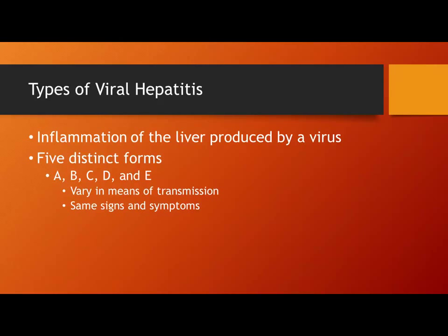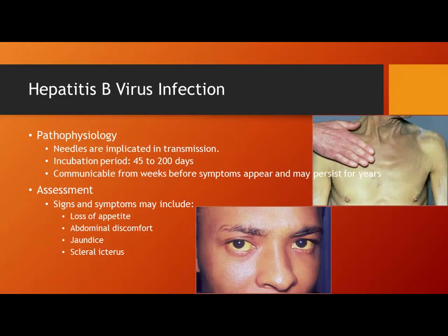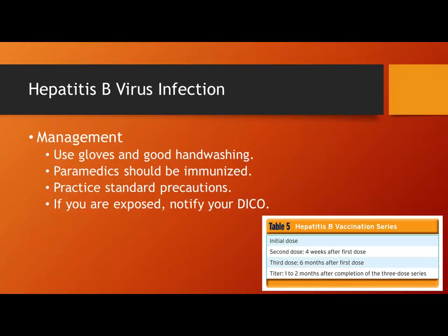Hepatitis, you've got hepatitis A, B, C, D, and E. It's five distinct forms, five different hepatitis viruses, but they all affect the liver. Well, they don't all affect the blood, but they all affect the liver. Which one is of potential concern for us? Hep B. So if we get a patient that we know has hepatitis B, we treat them like any other patient. We just wear our gloves and our PPE. Everybody in here at this point should have had your hep B vaccination.